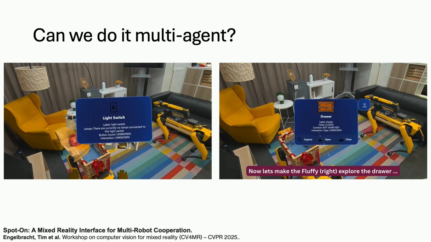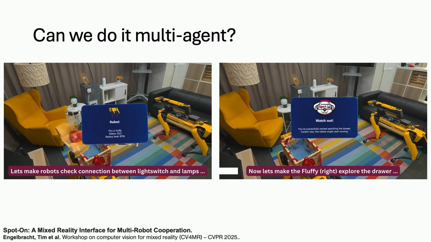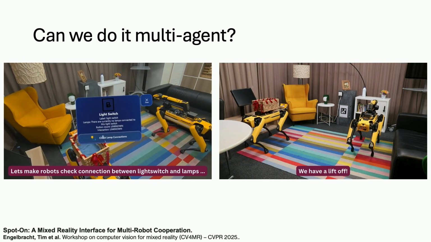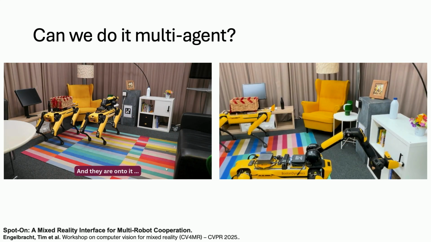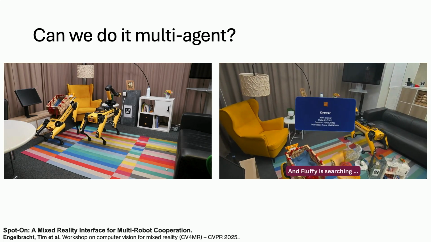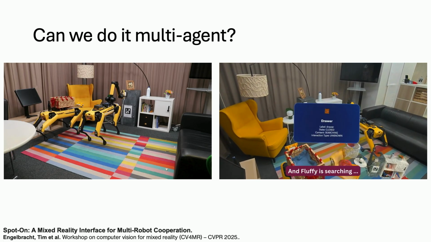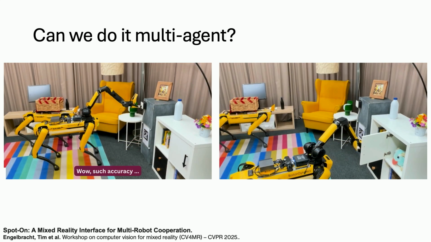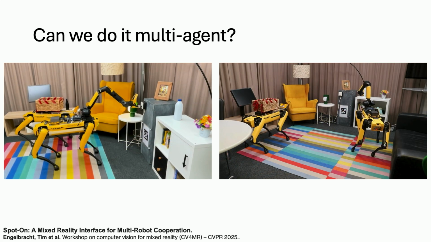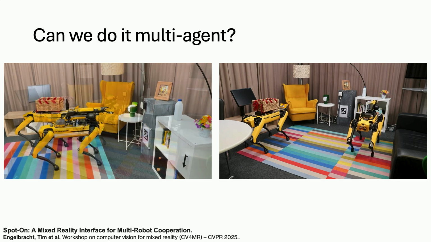So can we do multi-agent? Well, yes. We added a second Spot. In this case, this one had a basket. The one with the basket is called Softy. The other one is called Fluffy. And basically, you can see they are assisting each other. On one side, the one is basically checking the light while the other one is pushing it. And on the other side, one is getting the object out of the drawer while the other one brings it to us in the basket.